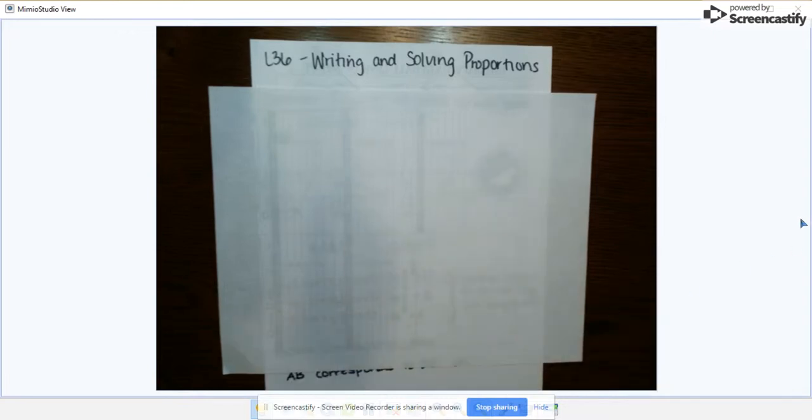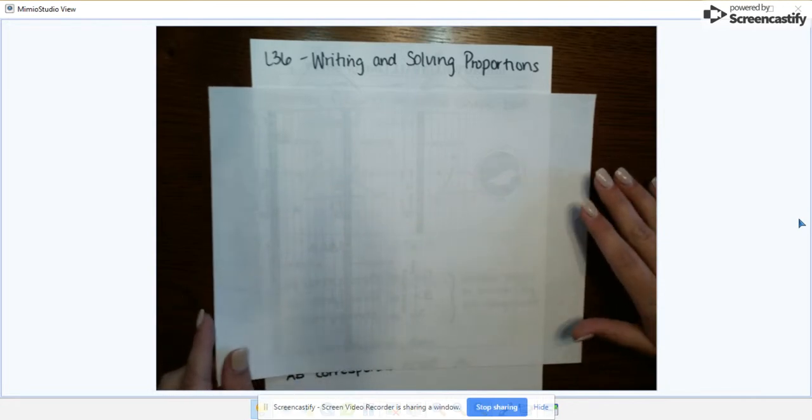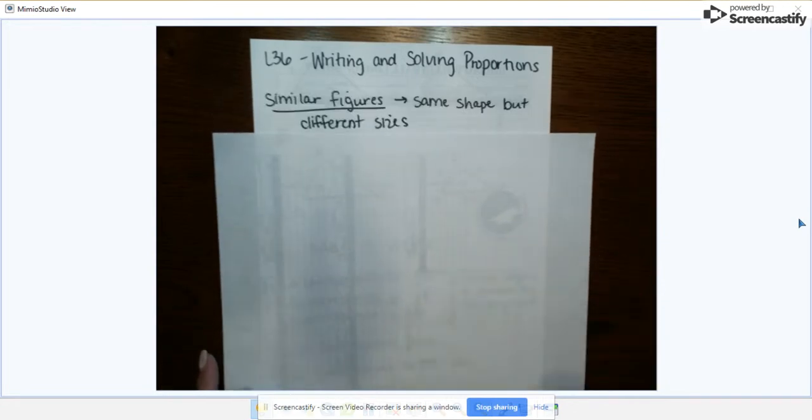This lesson, we're going to look a little more specifically at proportions and a few more word problems. So we're going to start with a little bit of shapes. We're going to look at similar figures. A similar figure is two or more of the same shape, but they're different sizes.